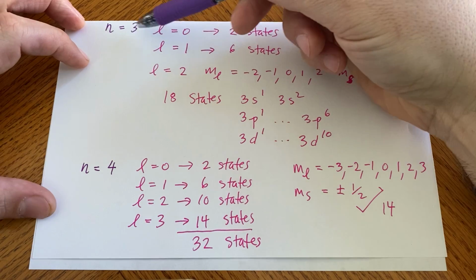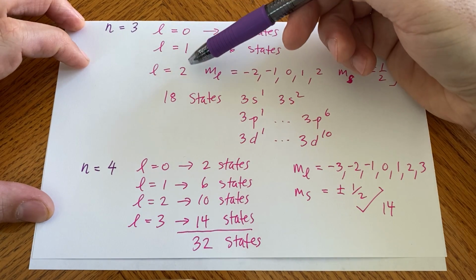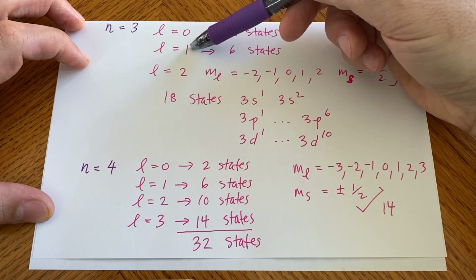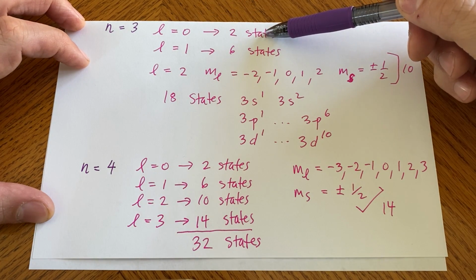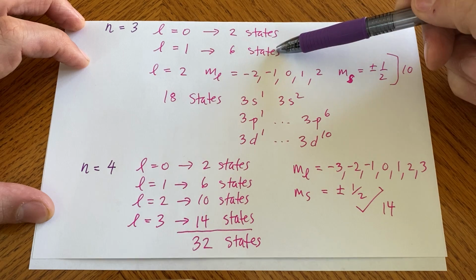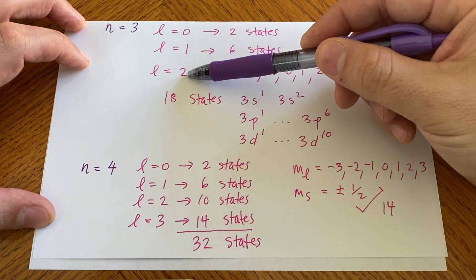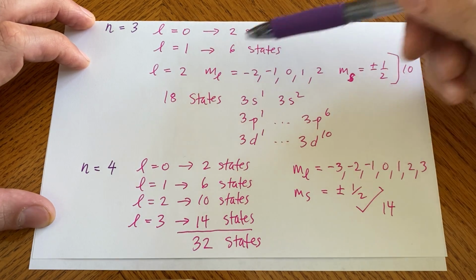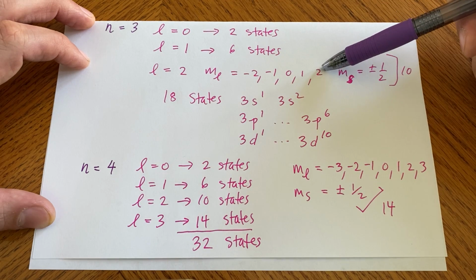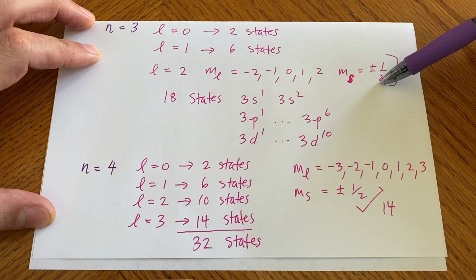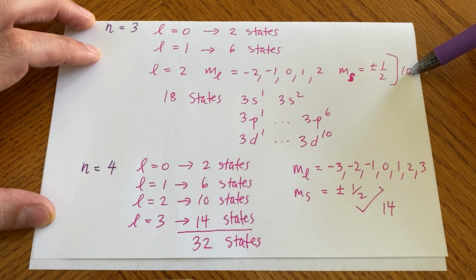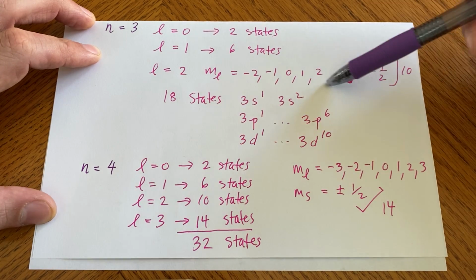All right, so now for n equals 3, we have one more possibility for L. It could be 0, 1, or 2. We've already covered L equals 0. That's 2 states. L equals 1 is still 6 states. But what about L equals 2? Now m sub L could be minus 2 to 2. So there's 5, each of which could be plus or minus a half. So we get 10 states.